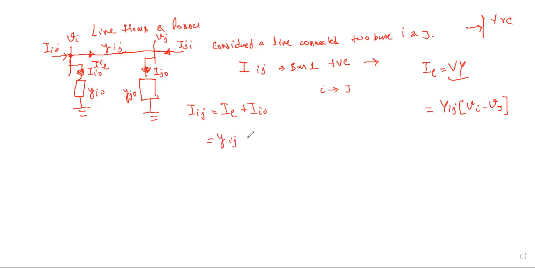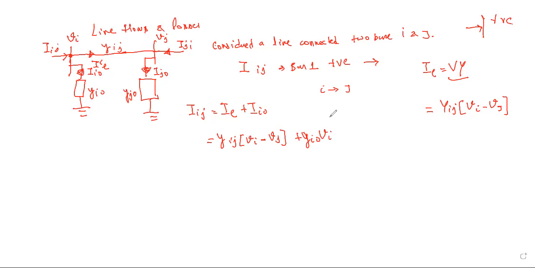Similarly, can you tell me the value for Io? Io would be straightforward: Yio into Vi. It would be Vi basically, not Vi, that's Vio. Correct, Vi.